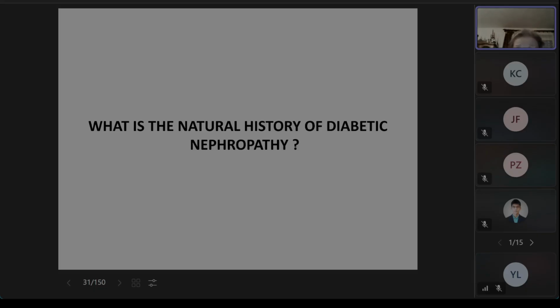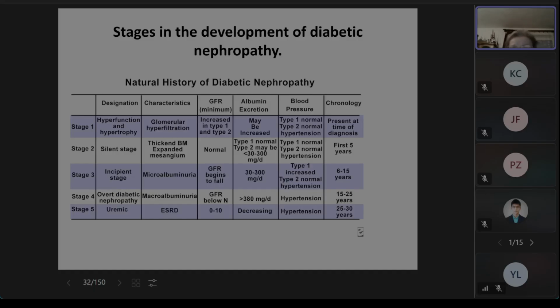As regards the natural history of diabetic nephropathy, it was described many years ago by Mr. Mogensen, I suppose he was a man who was born in Norway, and he described the first 5 stages of development of diabetic nephropathy. Stage 1 is connected with hyperfiltration, hyperfunction, and secondary to that, hypertrophy of the glomeruli.